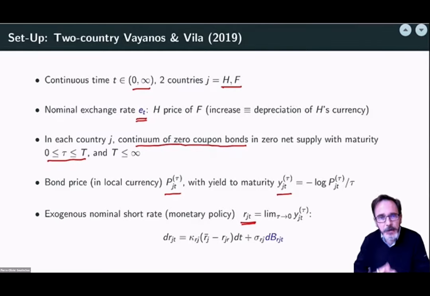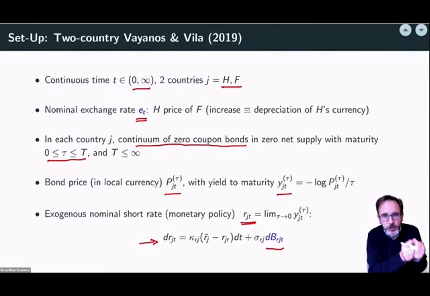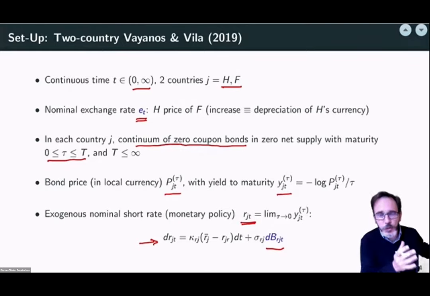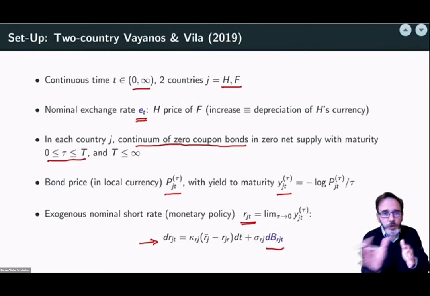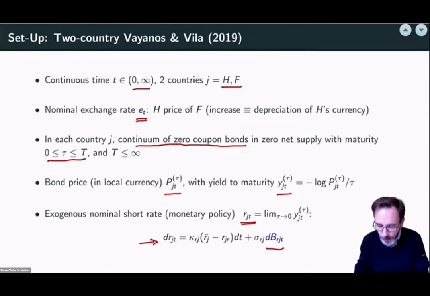So r_jt here is going to be, think of this as the policy rate in country j. And we're going to assume that it varies over time according to some stochastic process with some innovations. These dB's here are the innovations to the short rate process, and then some mean reversion so that this process is stationary. Okay, so in each country we have the central bank doing its thing. We're not modeling why it's doing that. It might be responding to a bunch of things in the economy out there. We're not interested in that yet. We're just taking it as given that the short rate in the home and the foreign country is moving around. And that's going to be one source of risk.